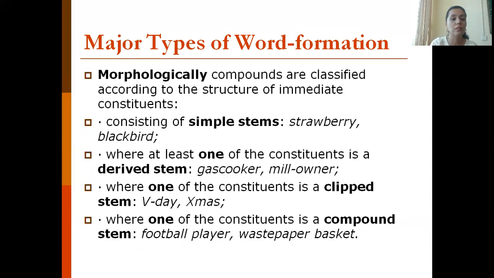Morphologically, compounds are classified according to the structure of immediate constituents, consisting of simple stems: strawberry, blackbird, where at least one of the constituents is a derived stem. For example, gas cooker, mile owner, where one of the constituents is clipped stem. For example, V-Day, Valentine's Day, Christmas, where one of the constituents is a compound stem. For example, football player, waste paper basket.